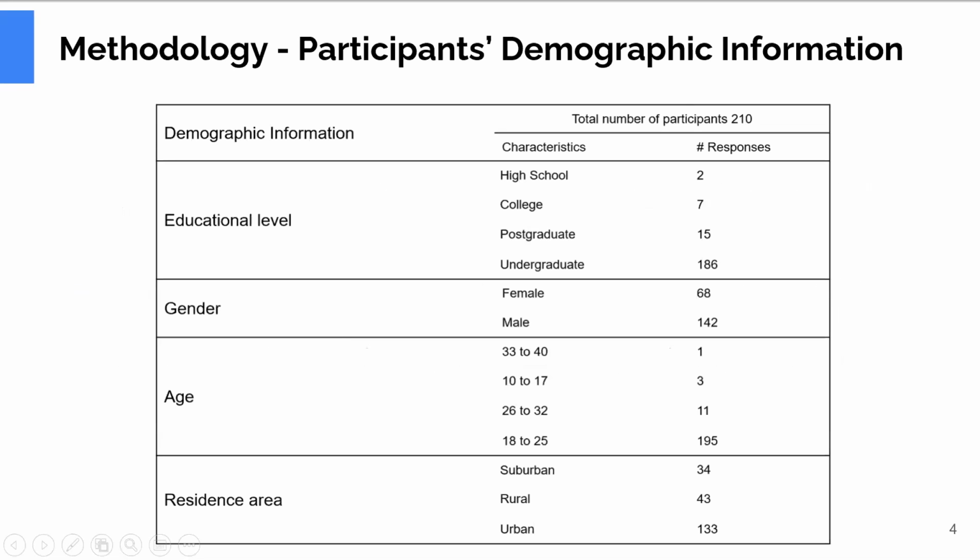Now let's see participants' demographic information. We can see that most of the participants in our survey are undergraduate students, and the number is 186. Among 210 participants, 142 were male and 68 were female. And the age range of participants, majority from 18 to 25, and the number is 195. And our participants' residence area, urban was 133, rural was 43, and suburban was 34.